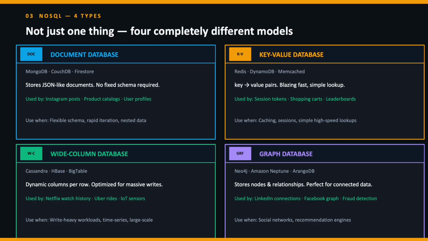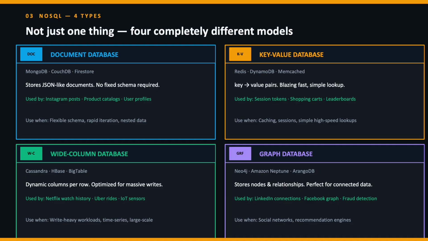Think about a dictionary. You know the word and you instantly get the definition. No searching, no scanning, just direct lookup. Redis, DynamoDB, and Memcached are key-value stores. Every time you log in to an app, your session is probably stored in Redis. Key equals your session token, value equals your user data. Millions of lookups per second, millisecond response time.